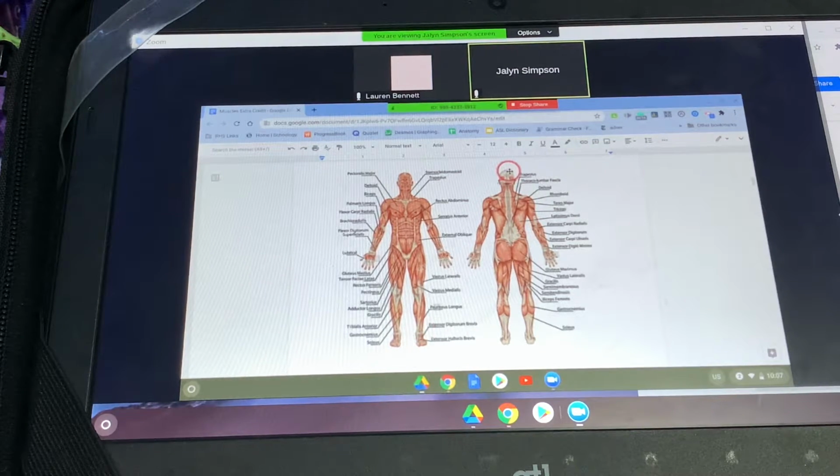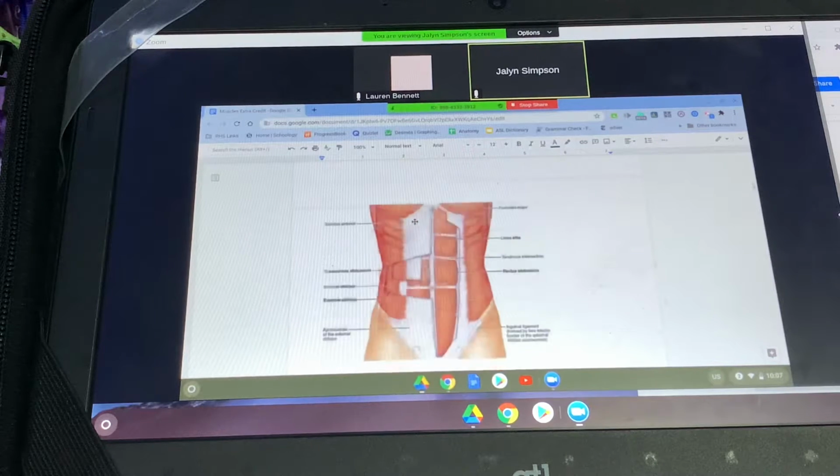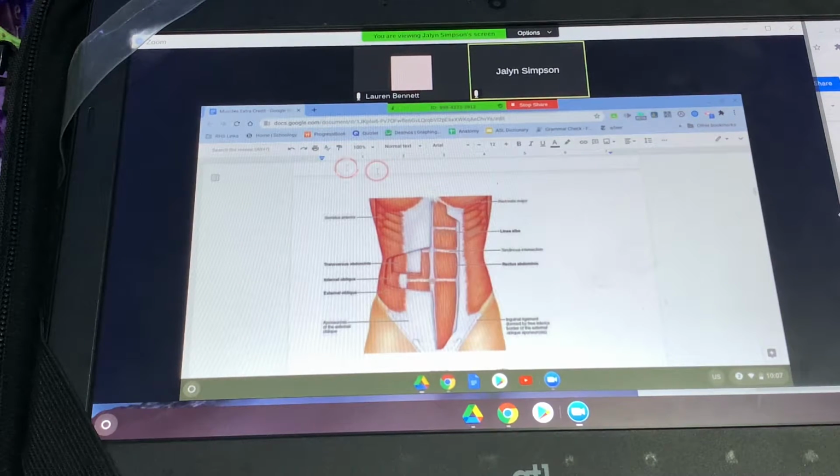Then the back side has the trapezius, the deltoid, the teres minor, the triceps. This whole thing is the latissimus dorsi, extensor carpi radialis, gluteus maximus, vastus lateralis, the semitendinosus, and deep to that is the semimembranosus, then the biceps femoris, and the gastrocnemius, and deep to that is the soleus. Then we have an in-depth picture of the rectus abdominis.